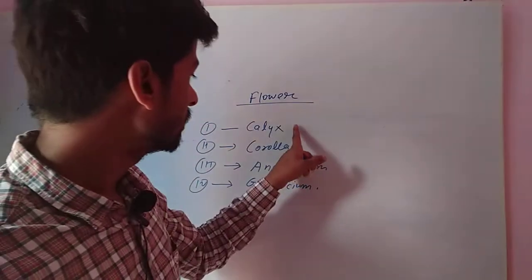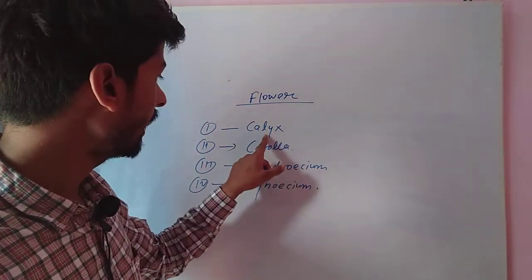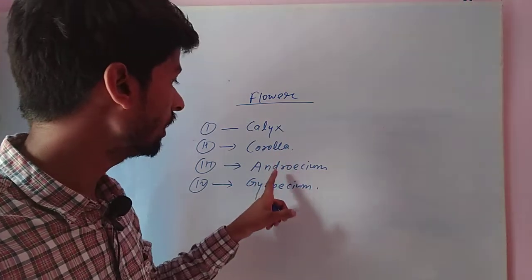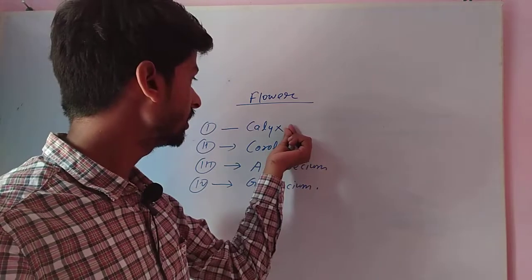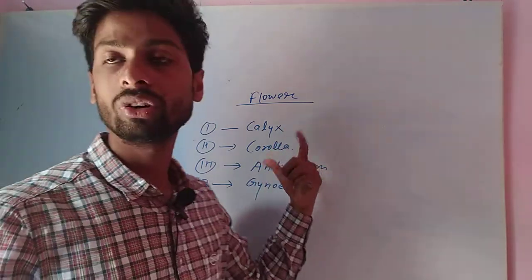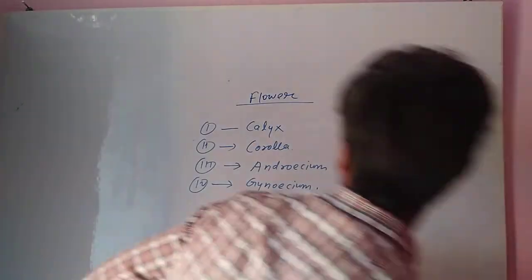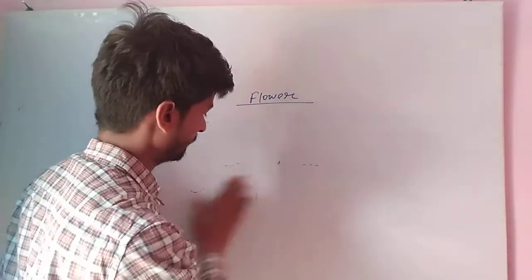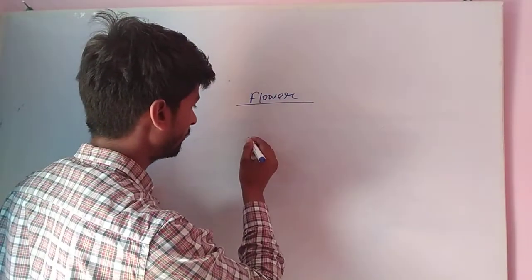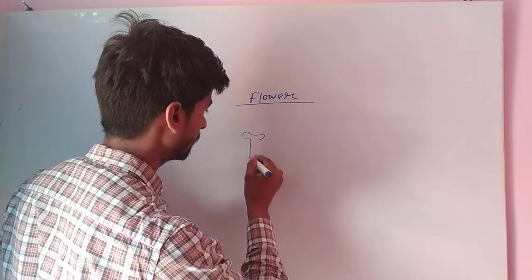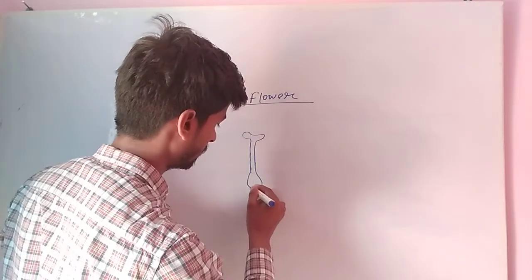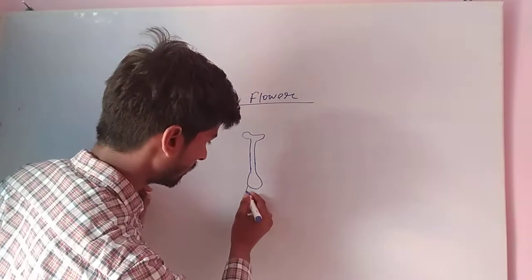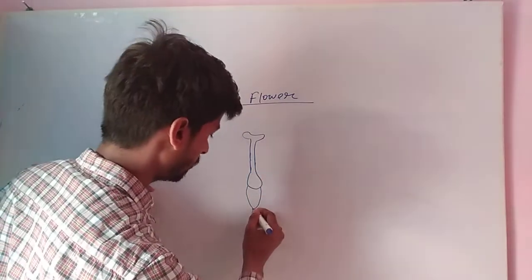First of all, we will discuss these two, and after that these two. The first one is the calyx, the second one is known as corolla, the third one is known as androecium, and the fourth one is known as gynoecium. So let us understand these two first by drawing a diagram. Okay, so see here. I'm going to draw a figure of a flower here. It might not look good, but only to make you understand, I'm drawing here.